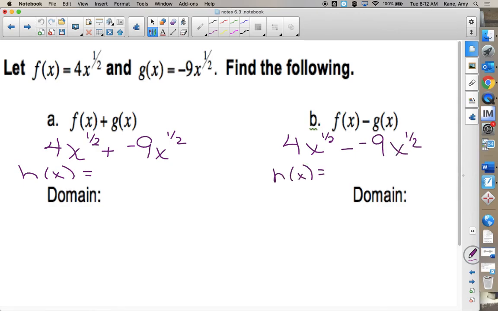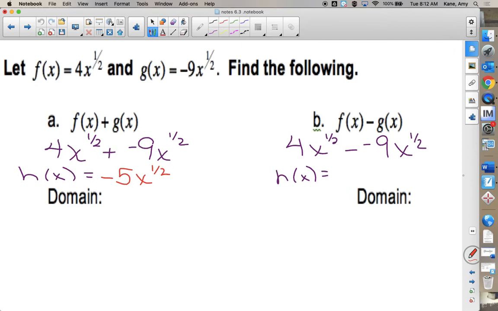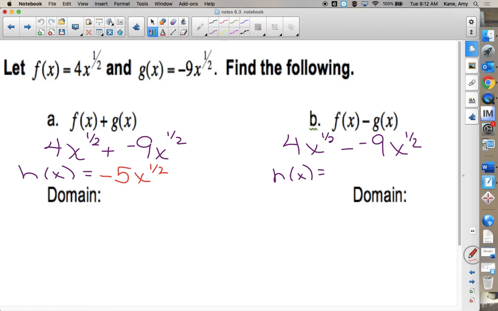So Michael, the first function, f of x plus g of x, would be equal to? Negative 5x. Yeah, those are like terms. Combine the coefficients that are in front, so you're adding 4 and negative 9. Like terms have the same variable and exponent. You combine the numbers in front. Michael, how about f of x minus g of x? 13x. So 13 and then x to the 1/2.